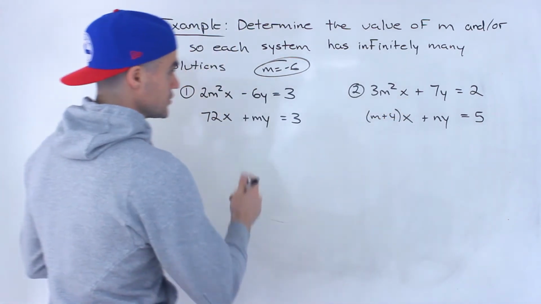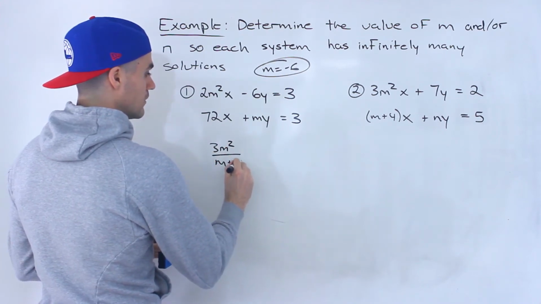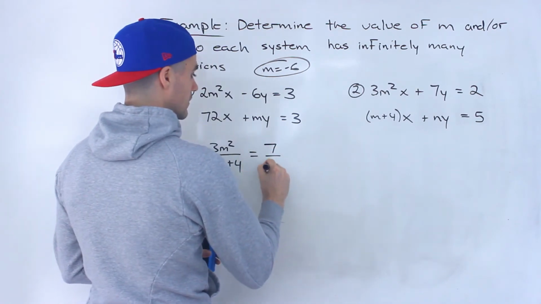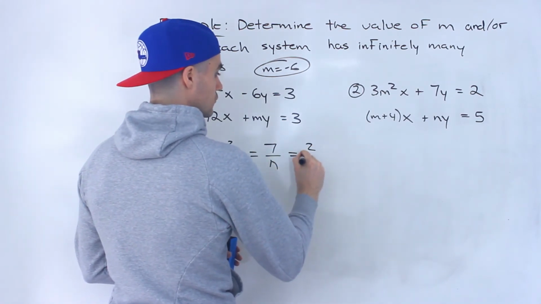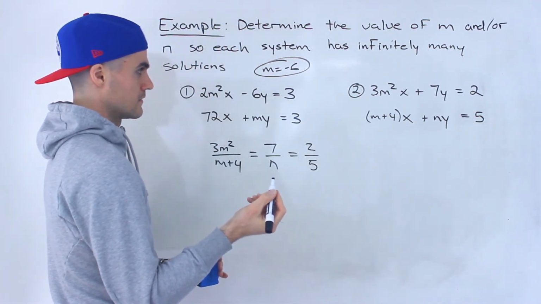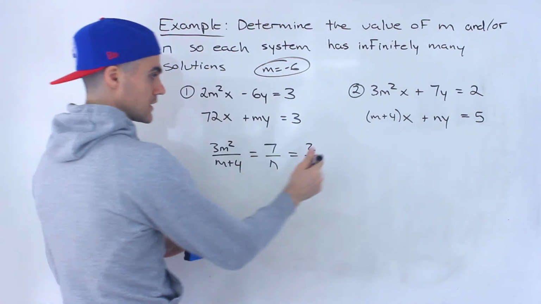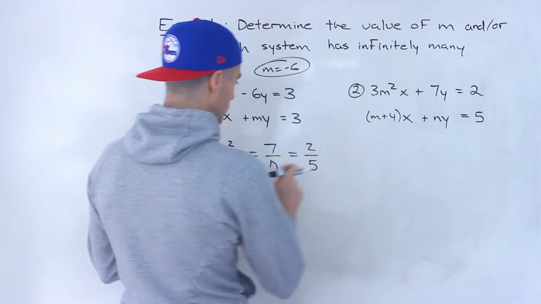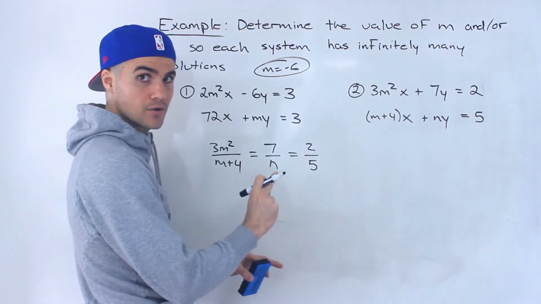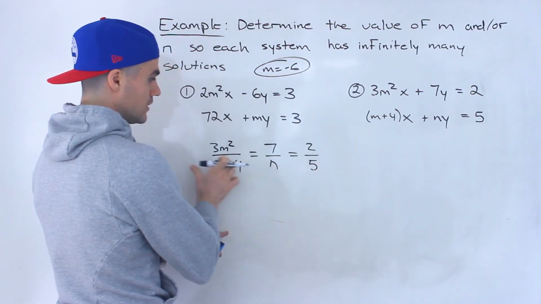And so we could just make the ratios equal. We could say 3m squared over m plus 4, this over that, equals 7 over n, which is equal to 2 over 5. All those ratios have to be the same. Now we could take these two ratios. Notice we can't make this and this equal because there would be just one equation and two unknowns, so we wouldn't be able to get the m and n values. But we can use this 2 over 5 here to solve for each.